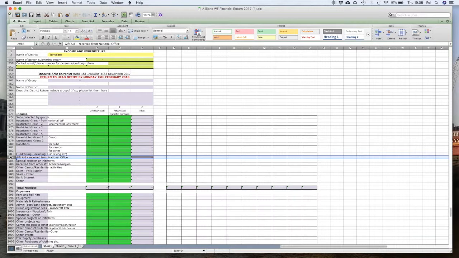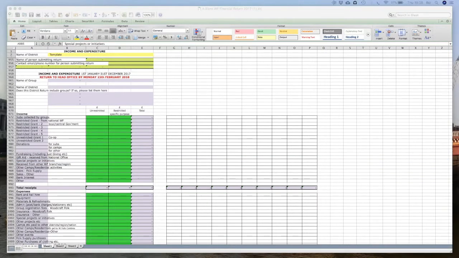Other sorts of income are shown: fundraising or special grants, special projects or initiatives you've collected money for. Sometimes money is received from other branches or districts of Woodcraft. For instance, in some regions, money is paid from the region to a district. It depends on the activities in the region.